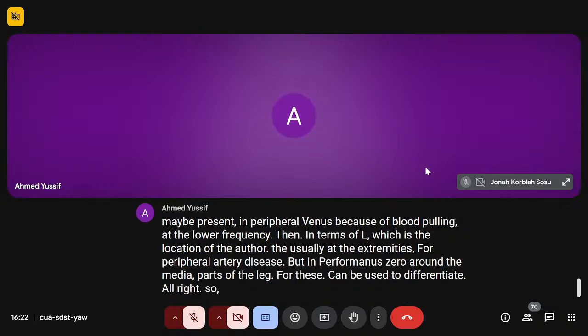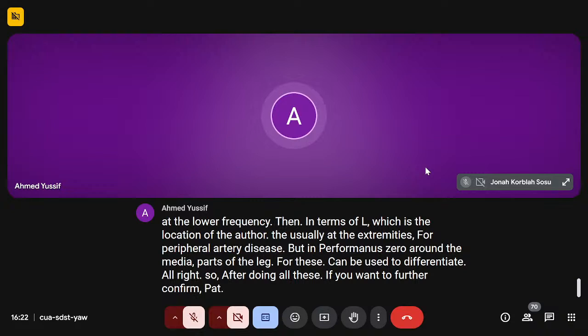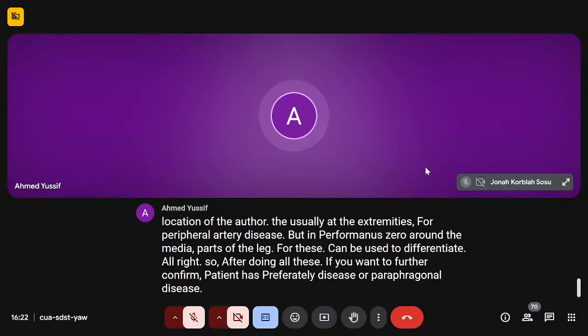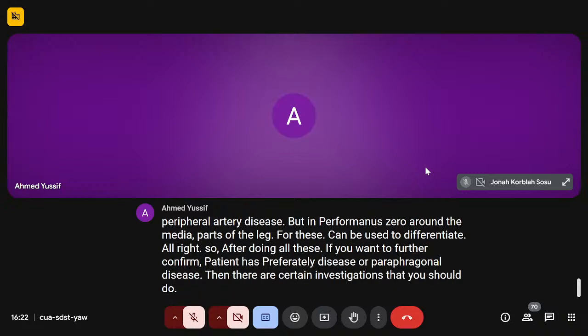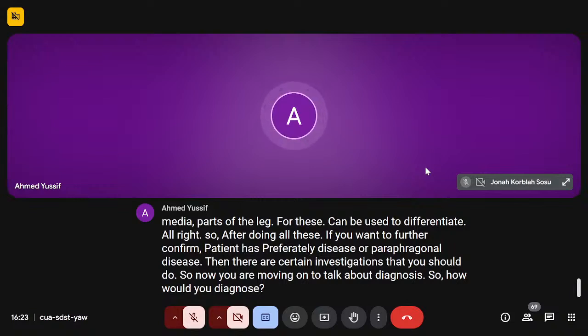So after doing all this, if you want to further confirm whether the patient has peripheral artery disease or peripheral venous disease, then there are certain investigations that you should do. So now we are moving on to talk about diagnosis. How would you diagnose peripheral artery disease? And how would you diagnose peripheral venous disease?